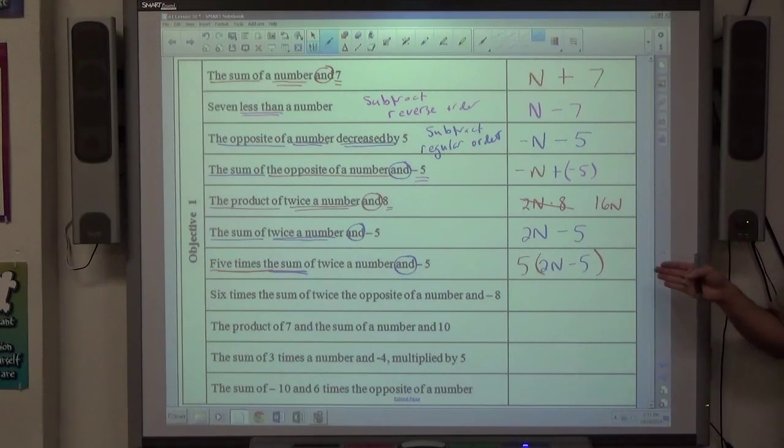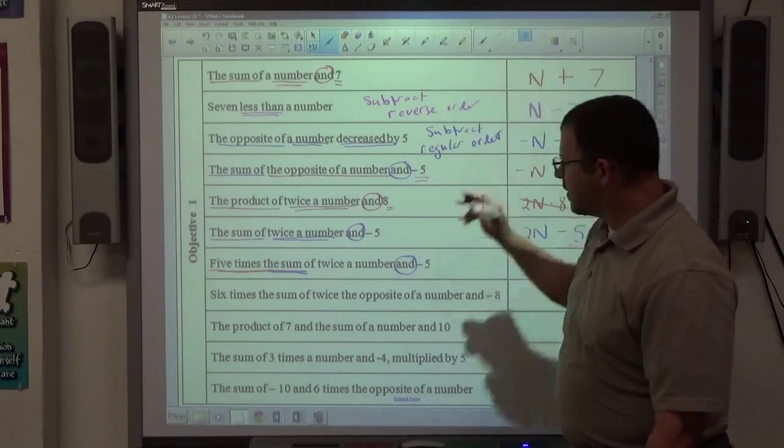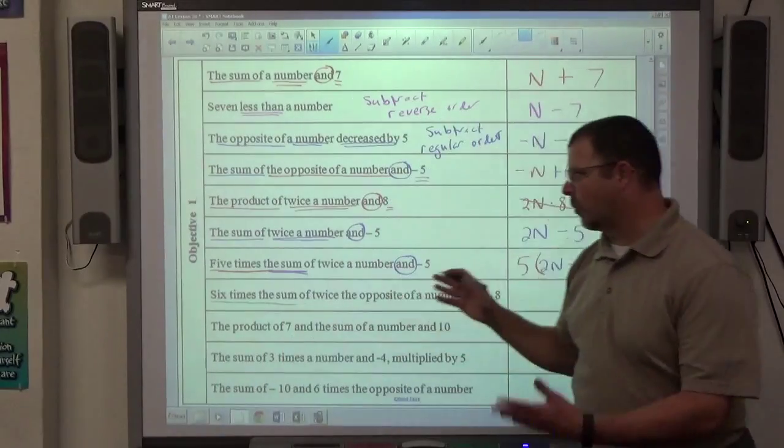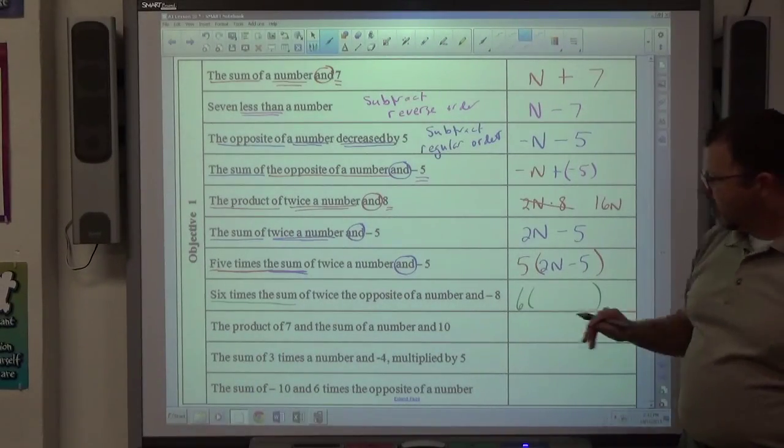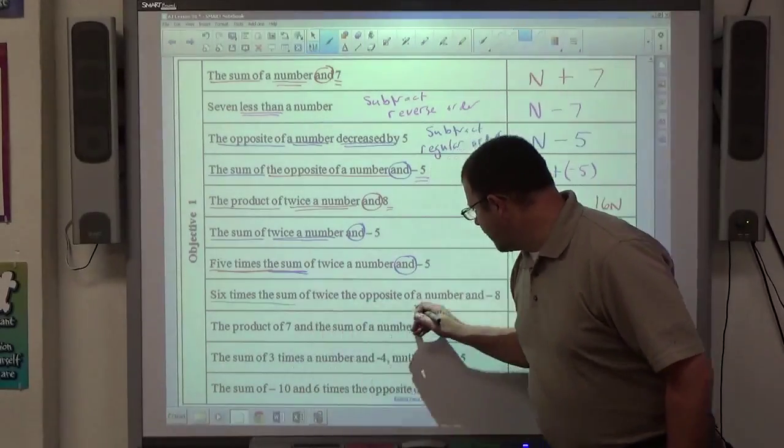All right, so again, parentheses were necessary there because 5 times the sum. It's very obvious. That's the most obvious one that happens in this class. 5 times the sum, 5 times the difference. Parentheses are always necessary in that situation. Okay, look at the next one down. 6 times the sum. So again, once I see 6 times the sum, 6 parentheses. All right, sum of, here's the word and.